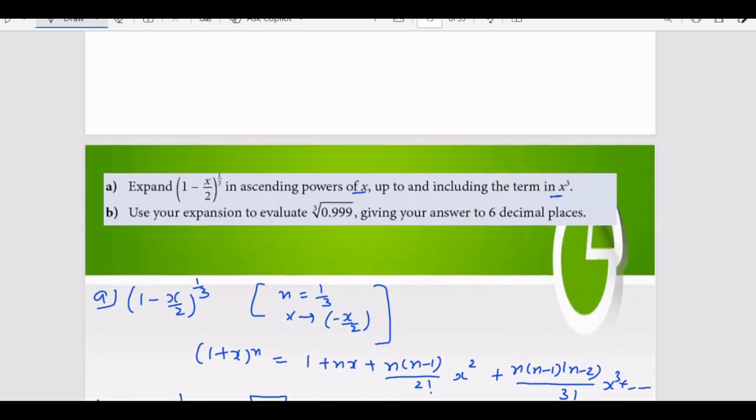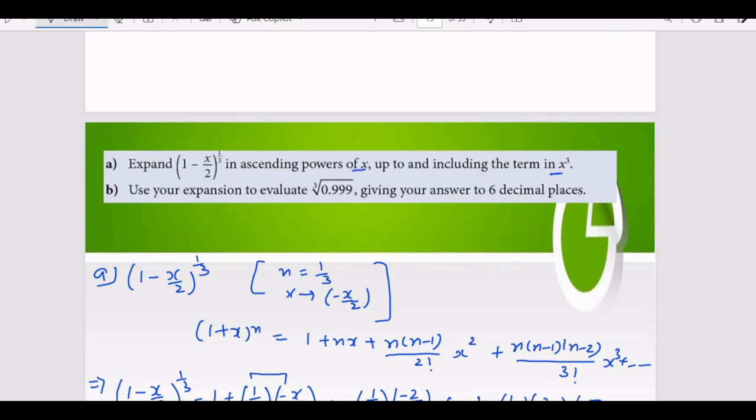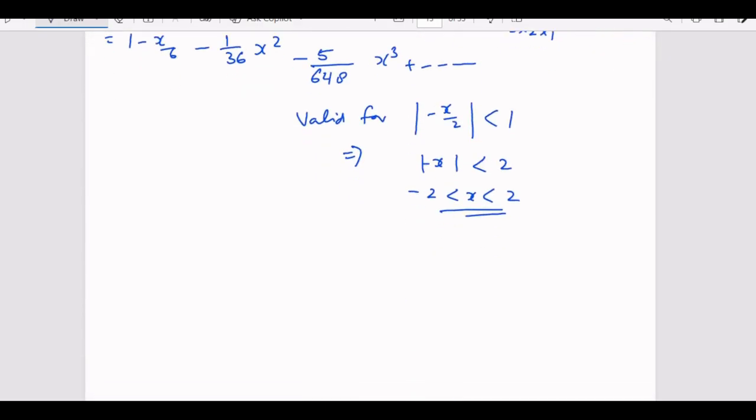Now the B part, use your expansion. So we are using this first expansion to evaluate this. Your answer is supposed to be 6 decimal places. So let's do that one. So part B, we have here 1 minus x over 2 power 1 over 3. This is equal to 0.999. This is what we are given, cube root of this.